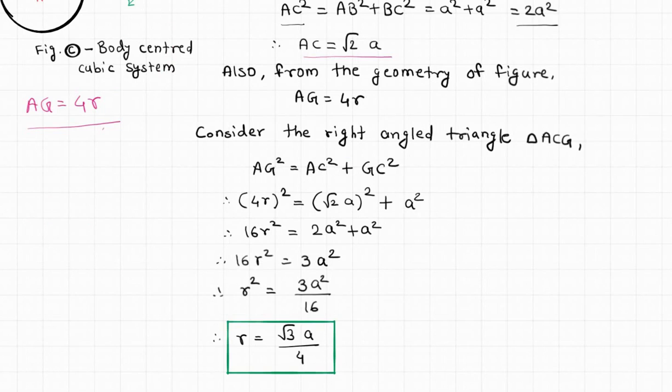Therefore 4R square means 16R square. Root 2A square means 2A square, and A square is A square. Therefore 16R square is equal to 2A square plus A square, which means 3A square. 16 will go to the other side. Therefore R square is equal to 3A square divided by 16. Taking square root on both sides, square root of R square is R, square root of 3 is root 3, square root of A square is A and square root of 16 is 4. Therefore R is equal to root 3 A divided by 4. This is the atomic radius in the BCC system.